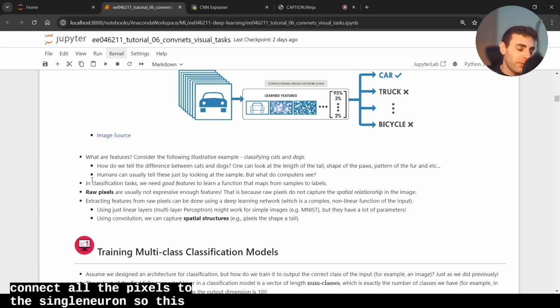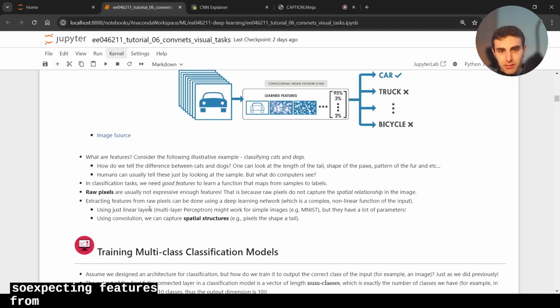So this is just like putting a fully connected layer. And we know that this is not a good idea because, again, this assumes that all the pixels are related to all the pixels. But this is not true, especially if we have an object in the image. So feature extraction from raw pixels can be done using deep neural networks, which is going to be a complex nonlinear function of the input.